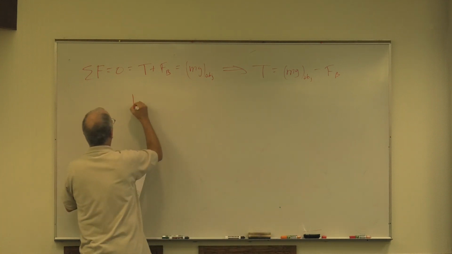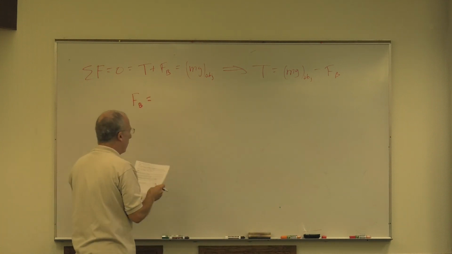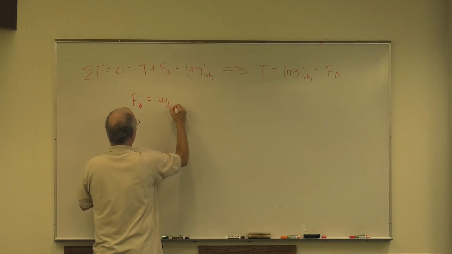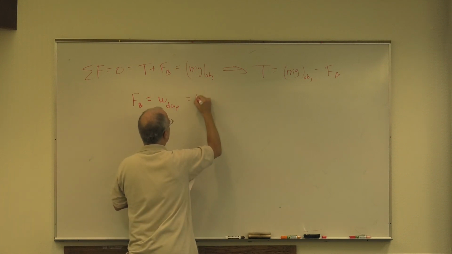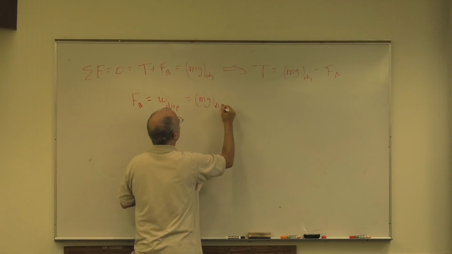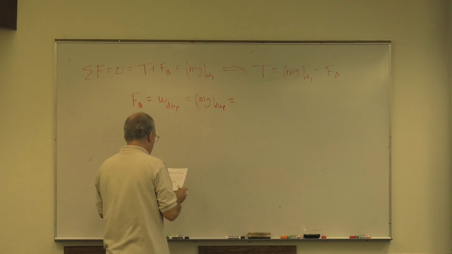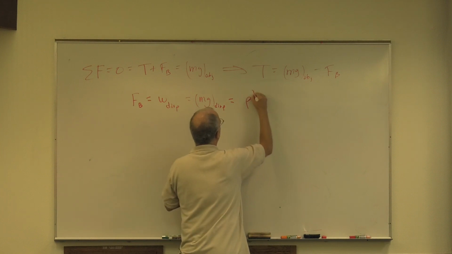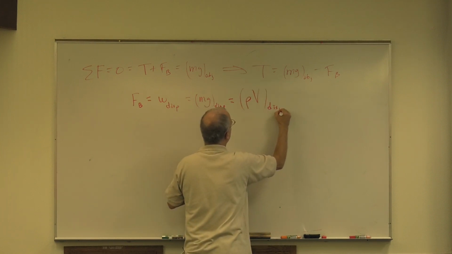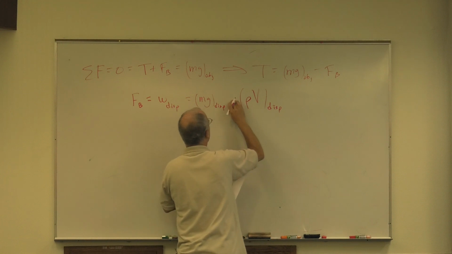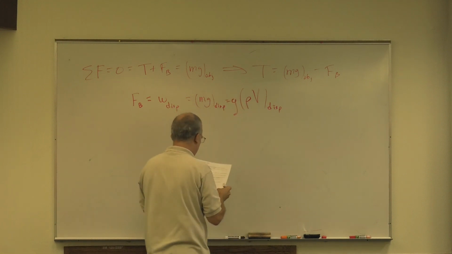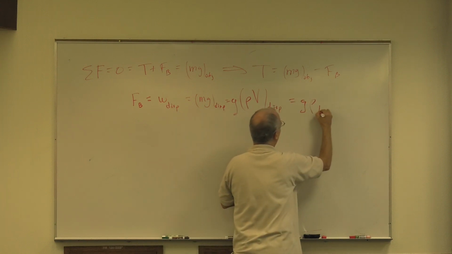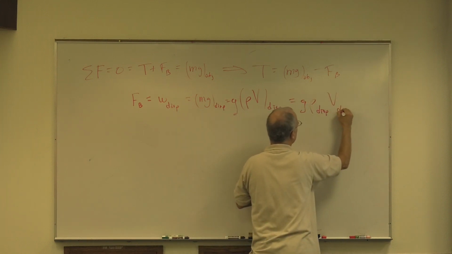All right, so we have to figure out what the buoyant force is, right? Well, the buoyant force is the weight of the displaced fluid, which equals m g displaced fluid. But again, you typically don't know what the mass of the water is, you know the volume. So it's equal to rho V displaced fluid. Might as well pull the g out, right? So that equals g rho displaced fluid times V displaced fluid.